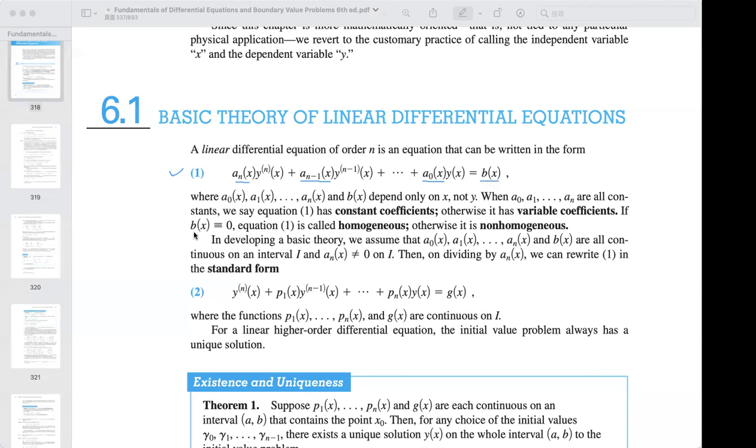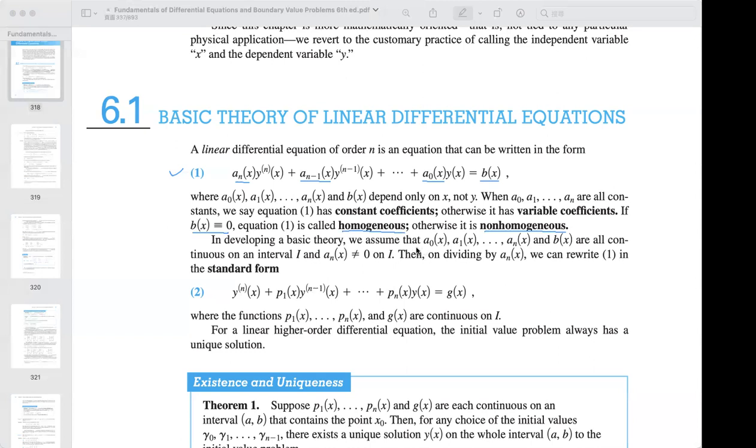Same as before, you can see on the right-hand side, we have b(x). If b(x) is 0, then as before, we call it homogeneous. Otherwise, if b(x) is a non-zero function, we also call it, as before, non-homogeneous. In Chinese, homogeneous is 均匀, non-homogeneous is 非均匀.